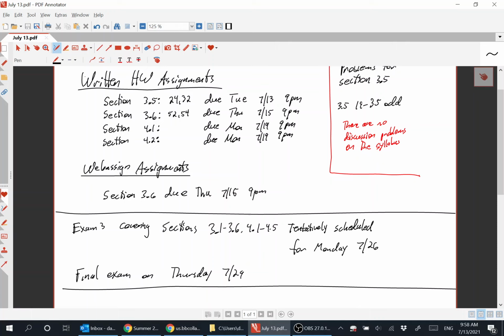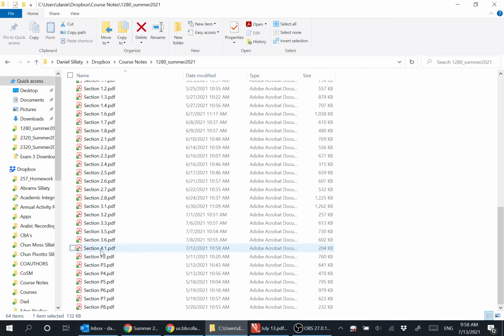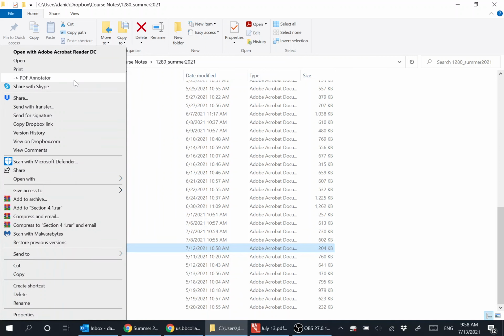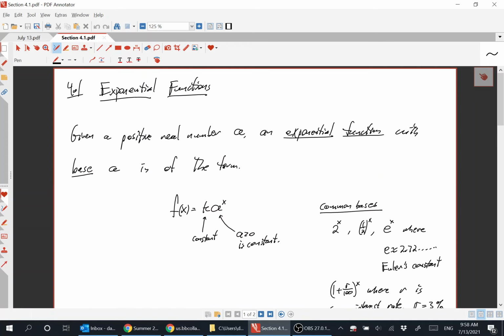So let's get back to section 4.1. This is more on 4.1 and 4.2 together, do both sections together. So exponential functions, and section 4.2, which is on the number e. So yesterday we defined an exponential function.